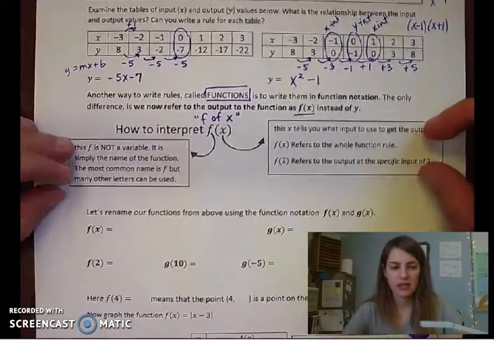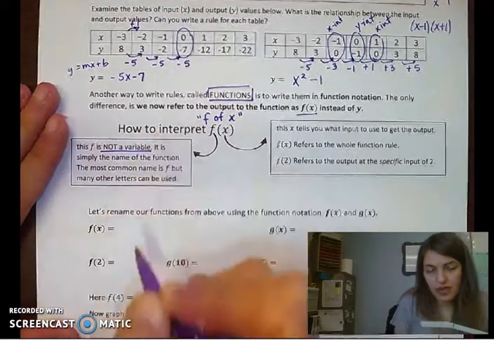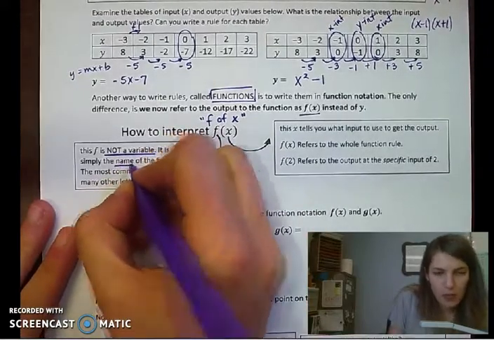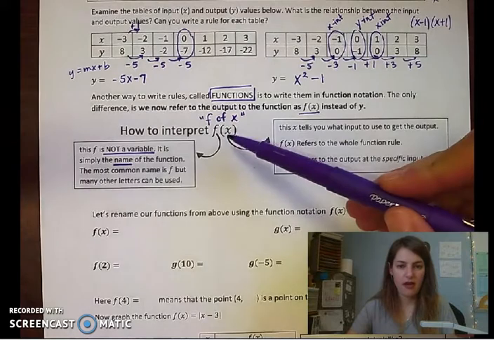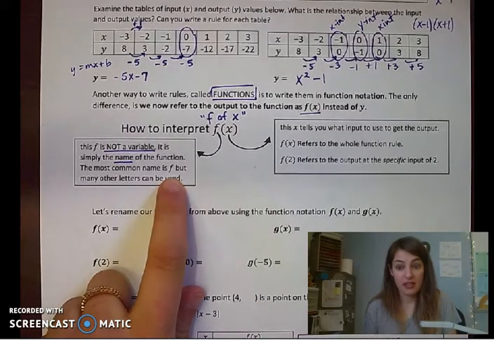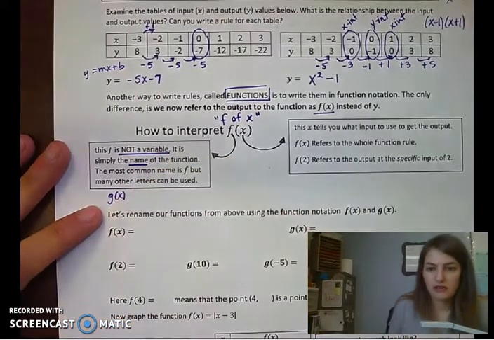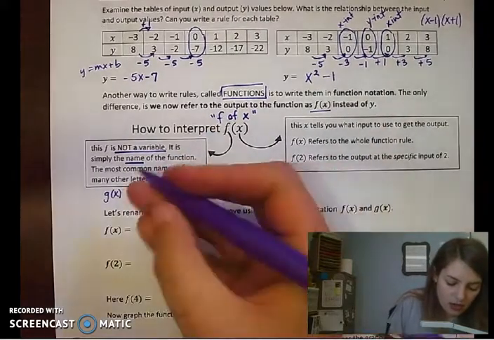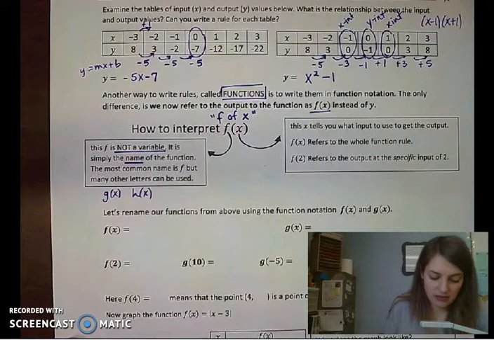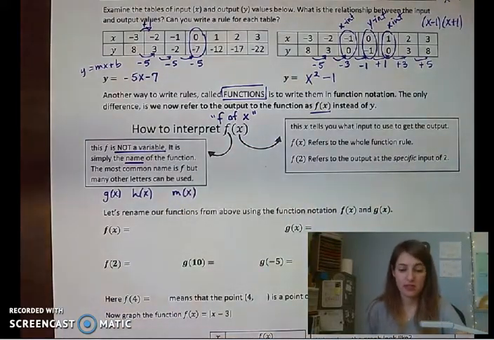So first of all, this f is not a variable, right? You're never going to plug in something for f. It doesn't have a value. It's the name of the function so that we can tell which function we're talking about. So we're talking about f of x, and the most common letter is f because f is the first letter of the word function, but other letters can be used. A lot of times we see g of x used for the name of a function rule, or h of x, or it could be really anything. It could be m of x. There's lots of letters you can use.